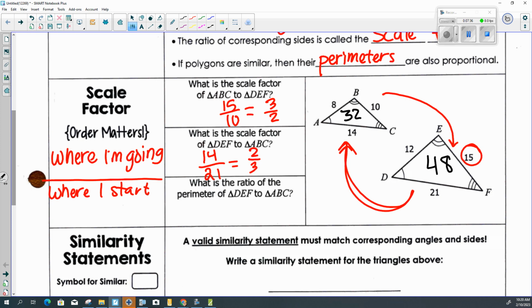So when I'm finding that ratio, where I'm going, where I started, and we're talking about the perimeter, we added all the edges together. And you reduce it. What's it going to be? 2 over 3, which is going to happen every time. The perimeter will have the same ratio as the individual sides.